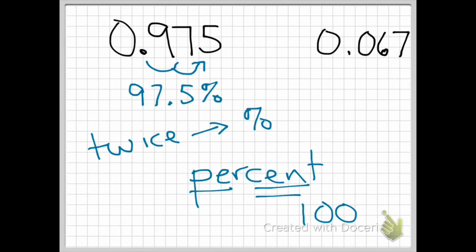This one here, same thing. We're going to slide twice to the right, 6.7%.